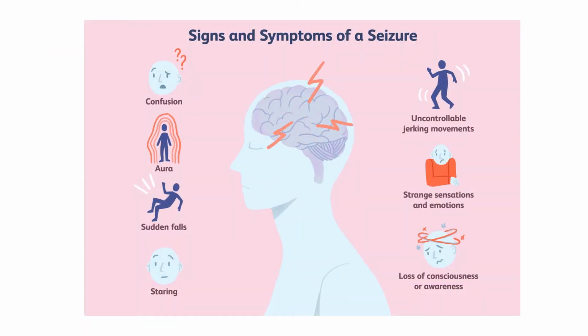The signs and symptoms of a seizure are numerous. Someone who is having a seizure might stare into space, they might be fumbling as if they lost something, they could be wandering around like they are lost, their whole body might shake or have uncontrollable jerking movements, or they might say things that don't make sense.